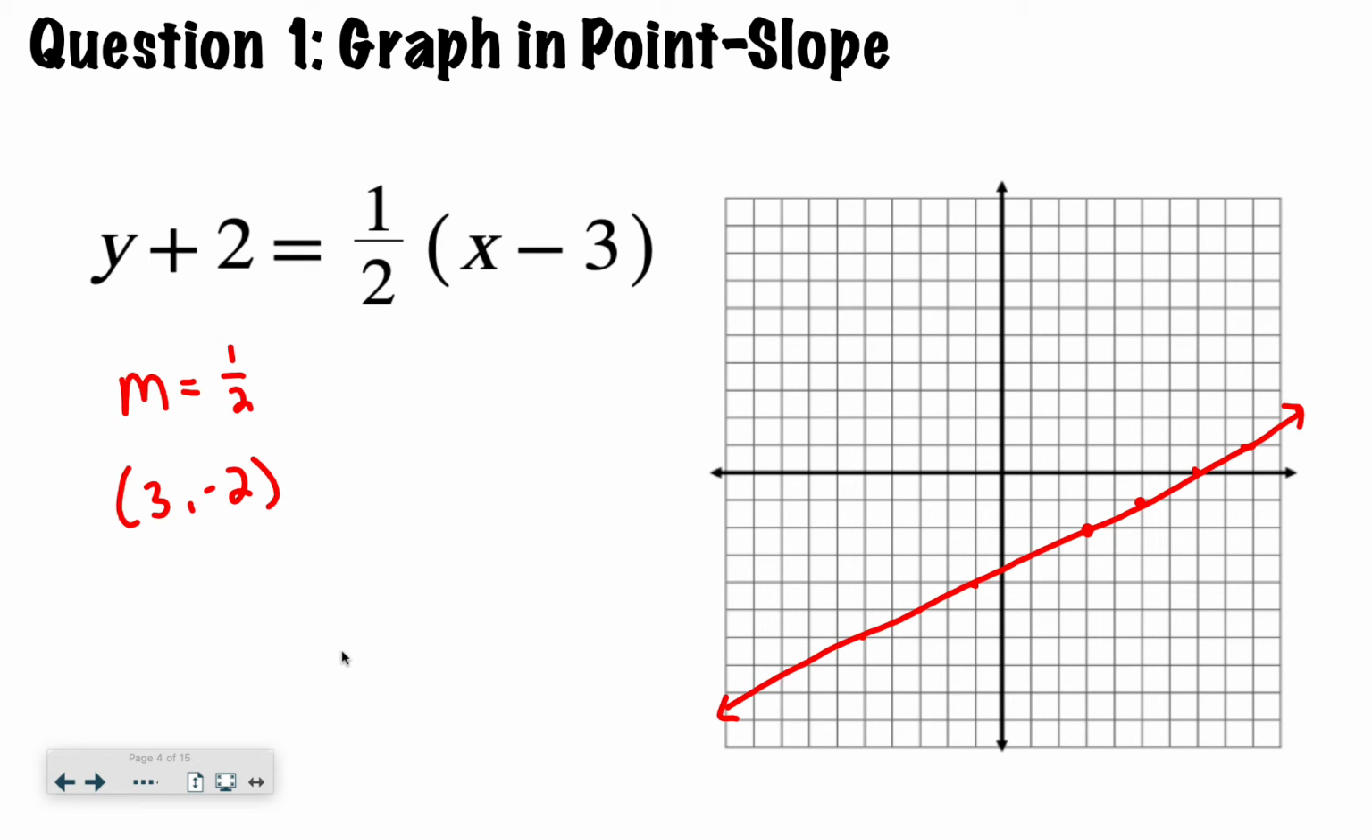Okay, for this problem, hopefully you said your slope was 1/2 and your point was 3, negative 2. So you first started by plotting that point at 3, negative 2. And then you used your slope. You either went up 1, right 2, up 1, right 2, or you went down 1, left 2. And that's how you get your graph. If you have questions about that, please be sure to raise your hand, ask for some help. I'm happy to help you.